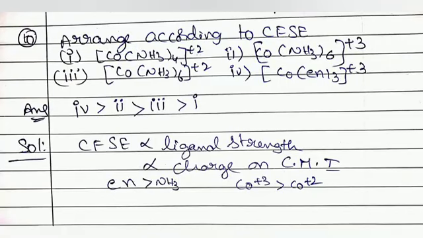Next question from coordination compounds. According to crystal field stabilization energy we need to arrange the given complexes. We know CFSE is directly proportional to ligand strength and it is also directly proportional to the charge on the center metal ion, right? When we look at the ligands, ethylenediamine is a stronger ligand when compared with ammonia, and cobalt plus 3 is having more charge when compared to cobalt plus 2. So based on these 2 parameters the answer is 4 greater than 2 greater than 3 greater than 1.